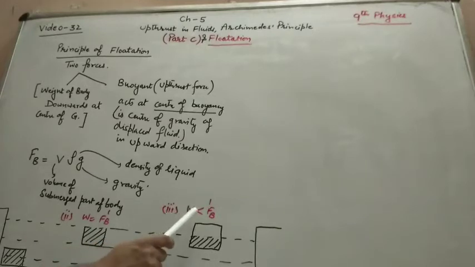Third is, when the weight is less than the buoyant force, then you can say buoyant force is greater than the weight and the extra upthrust will send the block outward, and only that much portion will remain inside the water which is enough to balance the weight of the body, right? So these two cases are for flotation, and this is for when the body's weight is greater than the upthrust and the body will sink.